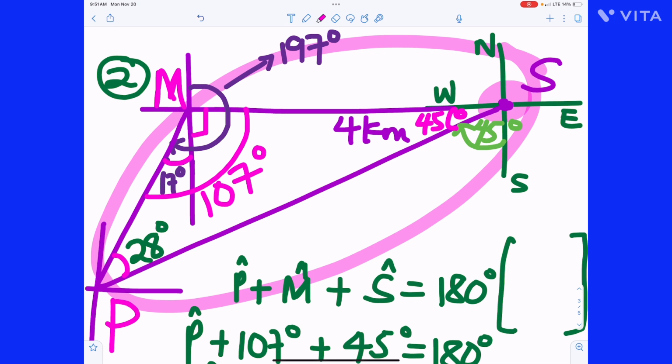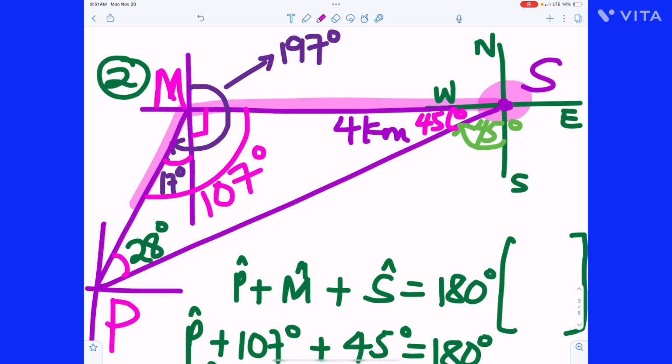Starting from here, 1, 2, 3. What it means is that I know the three angles in the triangle now. You may need to watch this video once or twice, or pause it anytime you think that something is not clear, and rewatch. That will help.